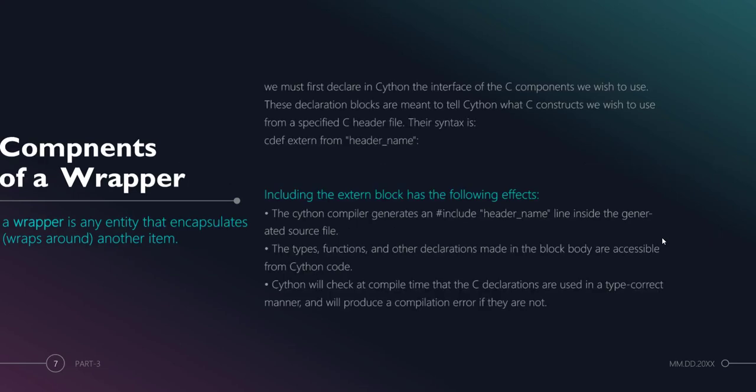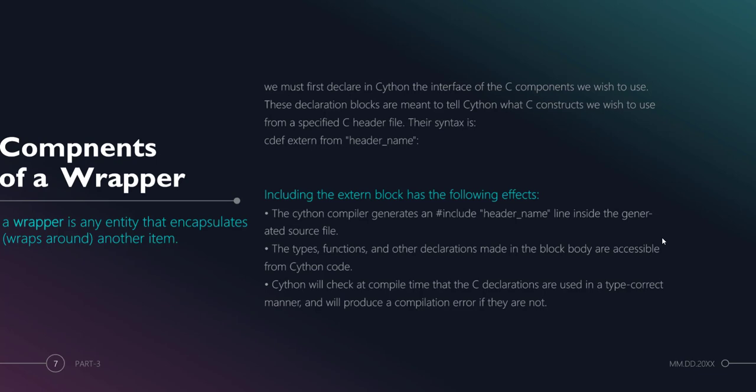In order to understand how to create a wrapper, we need to understand a few basics about it. The first thing we must do is declare in Cython the interface of the C components we wish to use. These declaration blocks are meant to tell Cython what C constructs we wish to use from a specified C header file. The syntax is like cdef extern from header_name. So this is the syntax with which you can define it in a declaration file. We'll look at an example later on.